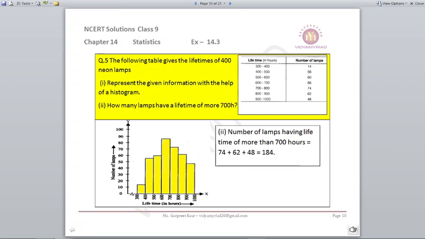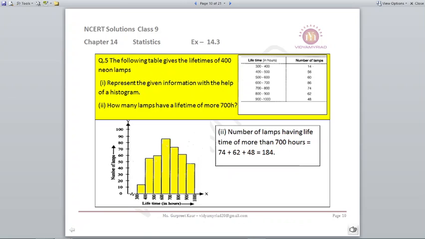Next, they are talking about lifetime in hours and the number of lamps. So we can very well prepare this histogram. They are asking how many lamps have a lifetime of more than 700 hours. More than 700 hours means from 700 to 1000.